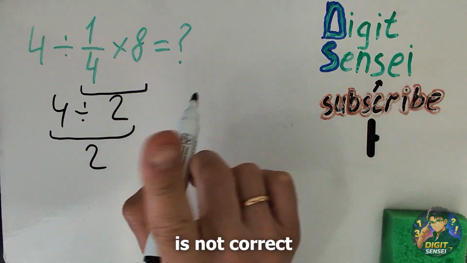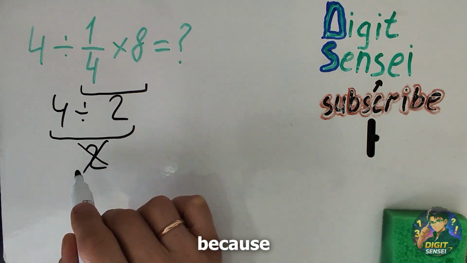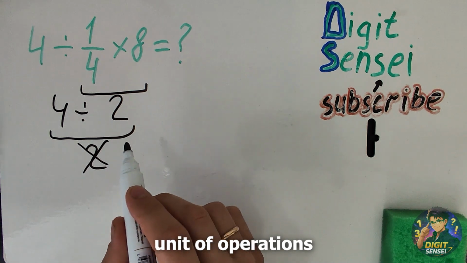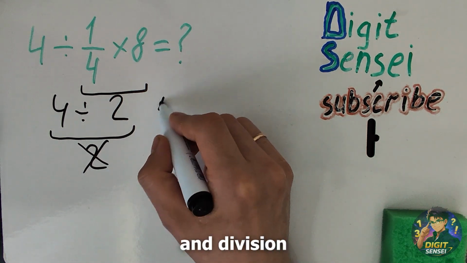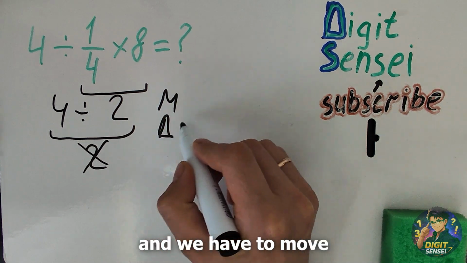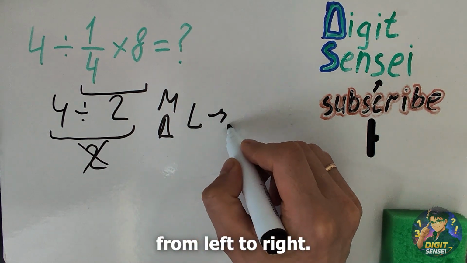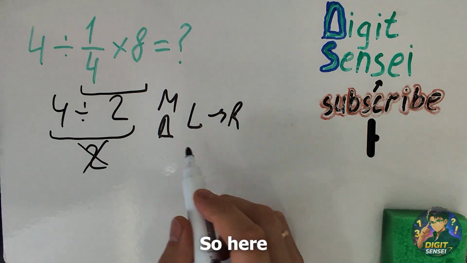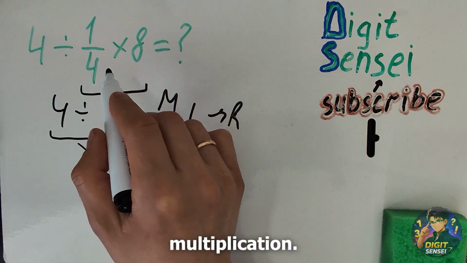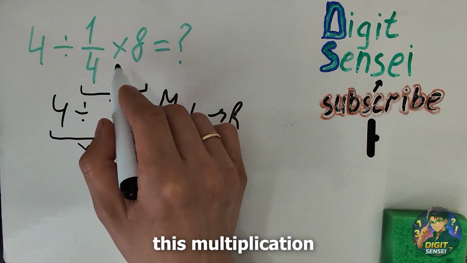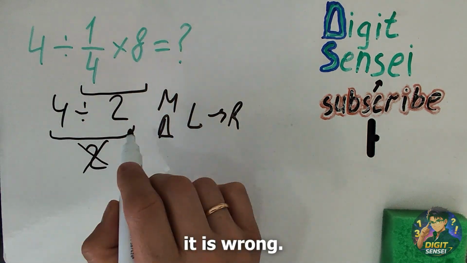But this answer is not correct, because according to the rule of operations, which is PEMDAS, multiplication and division have equal priority and we have to go from left to right. So here, first we have to do this division, then this multiplication. If we do this multiplication before this division, it is wrong.